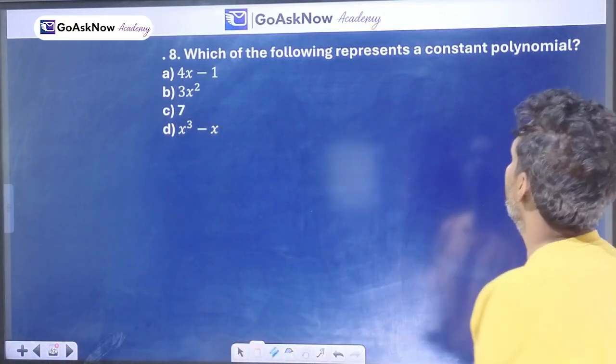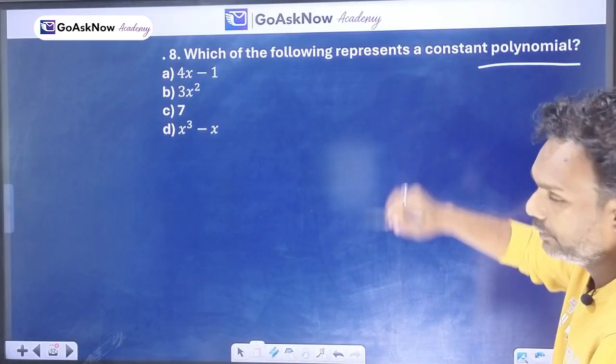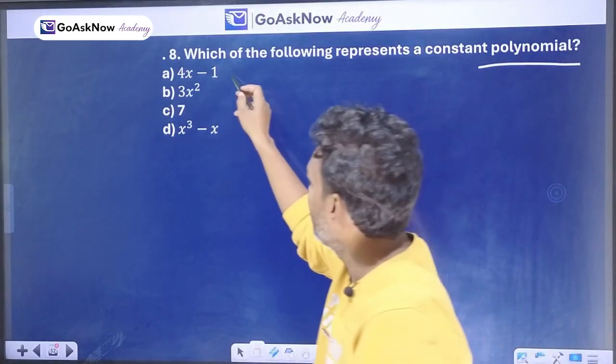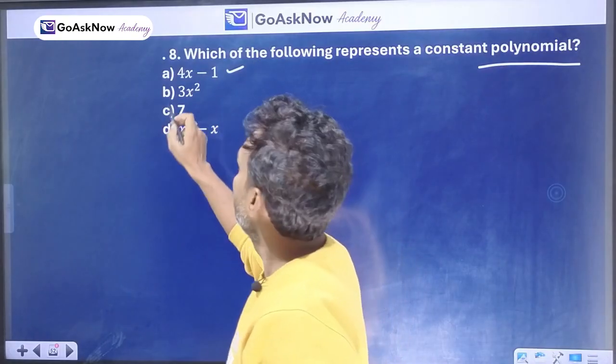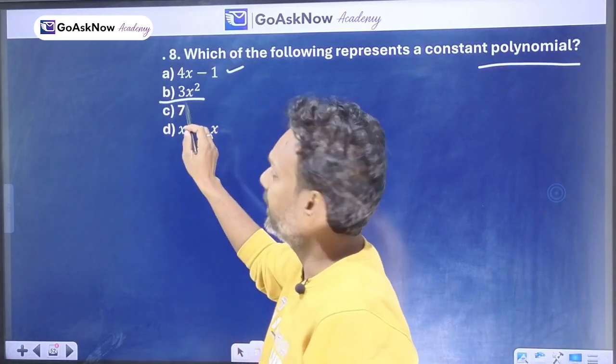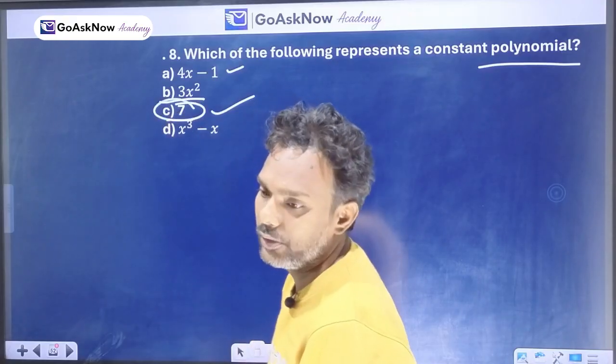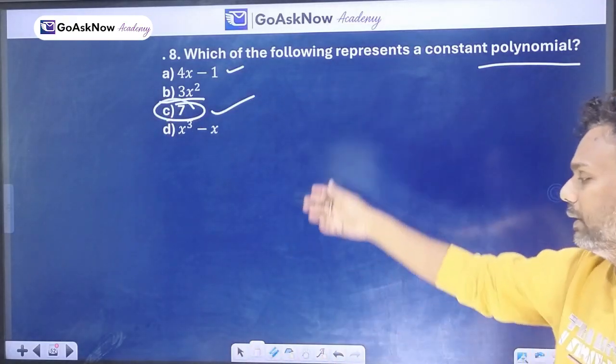Which of the following represents a constant polynomial? Is it a constant polynomial? No, it's linear. Is it? No, it's quadratic. Is it? Yes. 7 is a constant polynomial among the options given here.